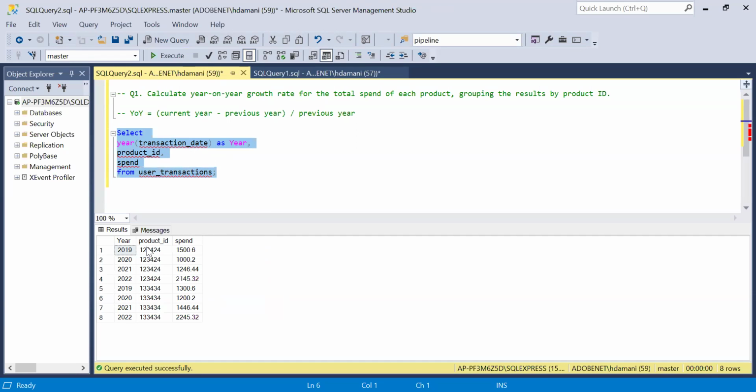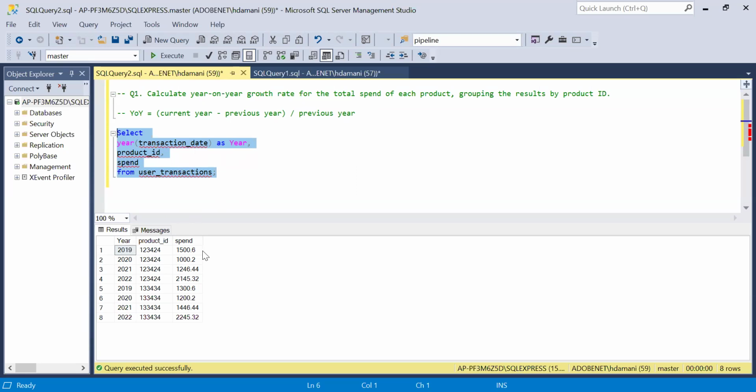So yeah, as we can see in 2019 we have product ID and spend. Basically, what we have to calculate is our formula: current year minus previous year, divided by previous year. Let's say for this particular year 2020, the current year spend will be 1,000, but the previous year spend will be 1,500.